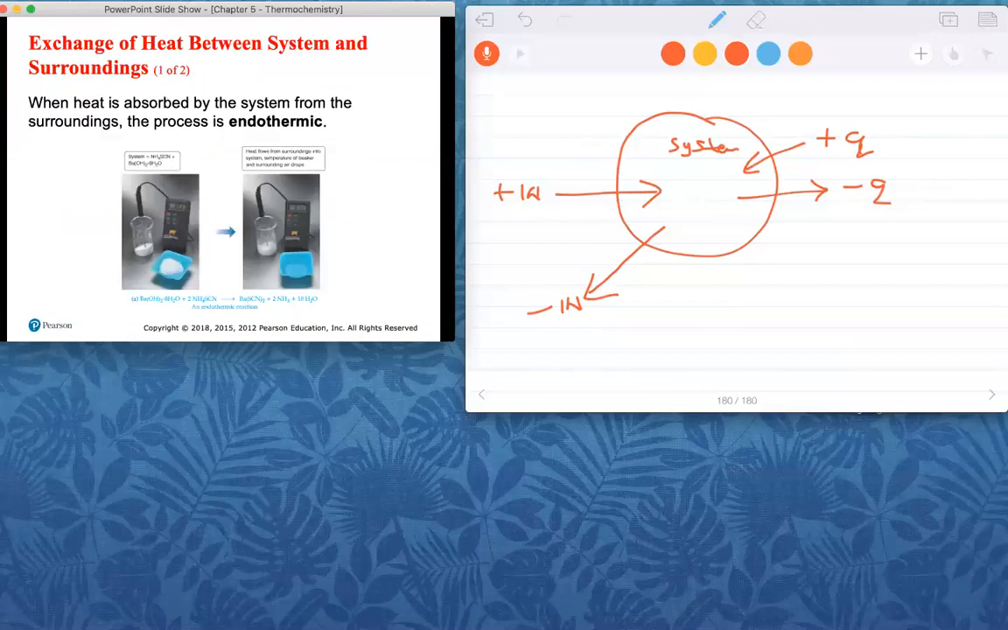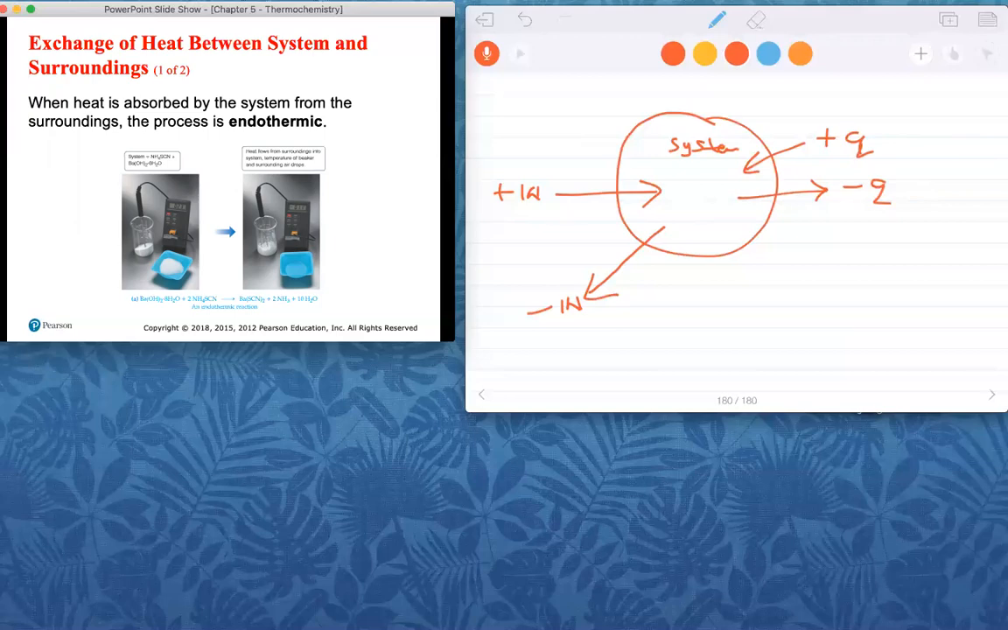Now, how do you know that heat is released, or how do you know heat is gained? It's by just measuring the temperature. Heat is absorbed if the reaction is endothermic. How do you know that it is endothermic? It is absorbed from the surroundings. The key thing is knowing what the system is.